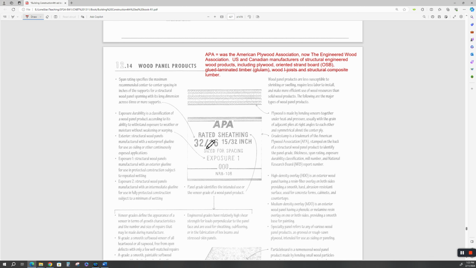So what does this mean? 32/16. What does that mean? Well, that's 32 inches for roof sheathing, for roof decking, and 16 inches for flooring. You check your panel rating. This will be a stamp on it. The APA rated sheathing and 15/32 inch.